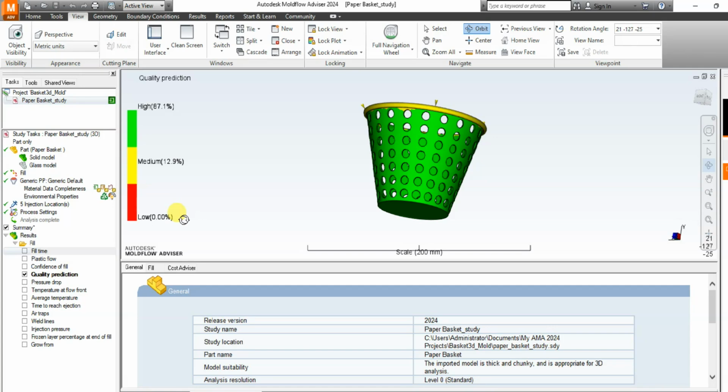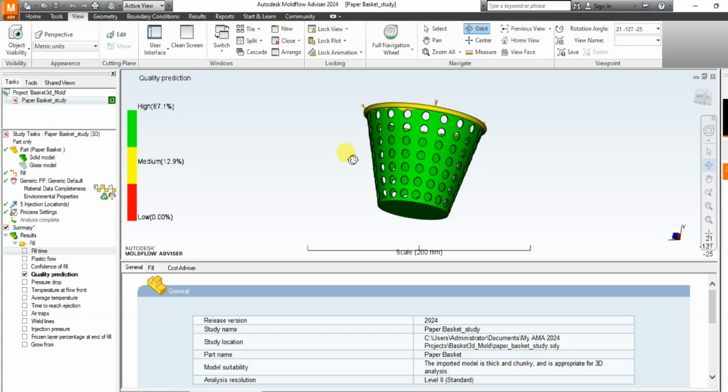As the percentage of the yellow increases, the part quality will decrease. Here we have just 12.9%, whilst for the green we have 87.1%. So at least there is a high percentage of quality, while the yellow and red indicate that the part quality is more likely to be unacceptable. As the percentage of yellow and red increases, the part quality will decrease. These are very important things that we should take note of.